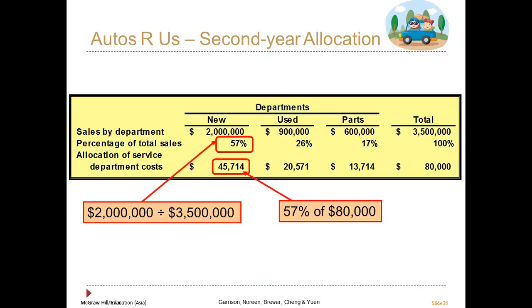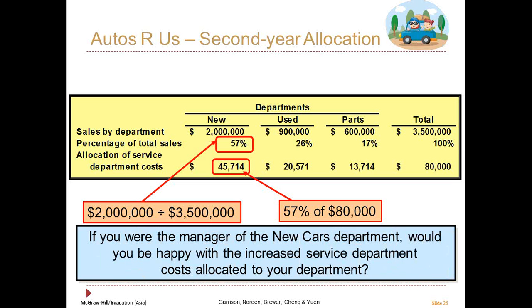The allocation of service department costs to the new cars department increased by $5,714. The allocation of service department costs to the other 2 departments decreased. The new cars department manager is likely to complain because her department is being forced to bear a larger share of service department costs simply because of her sales team's efforts to increase sales.